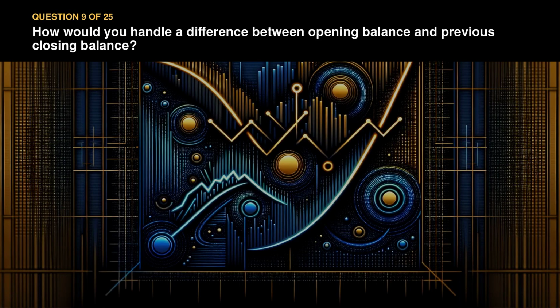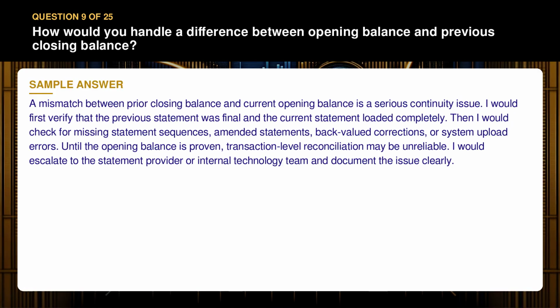Question 9. How would you handle a difference between opening balance and previous closing balance? A mismatch between prior closing balance and current opening balance is a serious continuity issue. I would first verify that the previous statement was final and the current statement loaded completely. Then I would check for missing statement sequences, amended statements, back-valued corrections, or system upload errors. Until the opening balance is proven, transaction-level reconciliation may be unreliable.